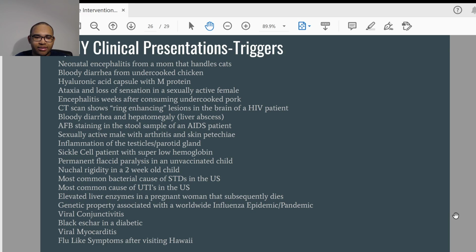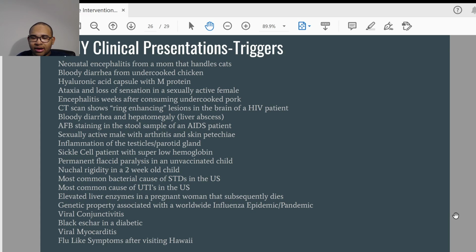And then AFB staining the stool sample of an AIDS patient, like diarrhea in an AIDS patient, that's cryptosporidium. Remember, you can treat that with paromomycin or nitazoxanide. And then sexually active male with arthritis and skin petechiae, that's gonorrhea. It's pretty easy. Inflammation of the testicles and parotids, that's the mumps virus. Sickle cell patient with super low hemoglobin, think about Parvo B19, aplastic crisis, right?